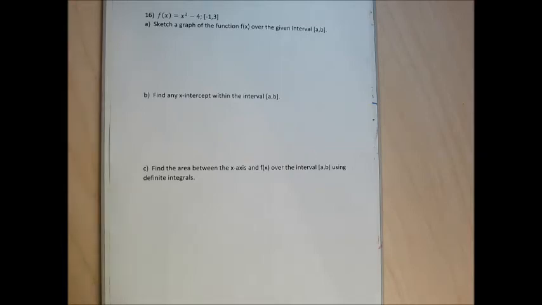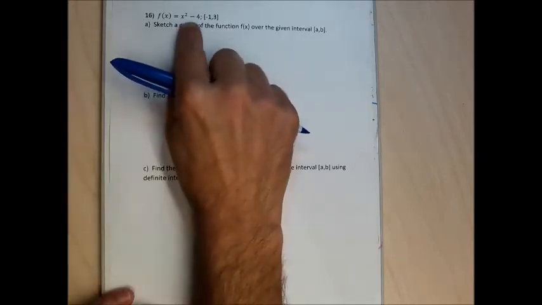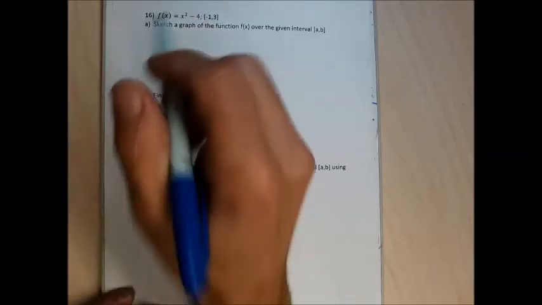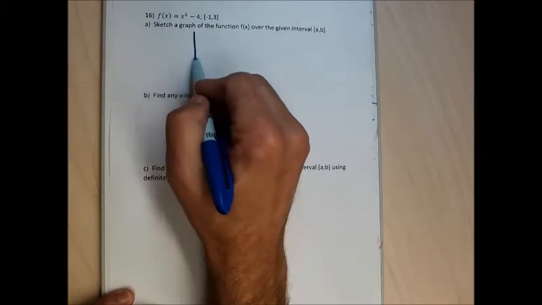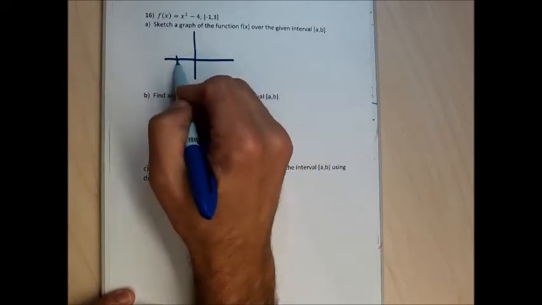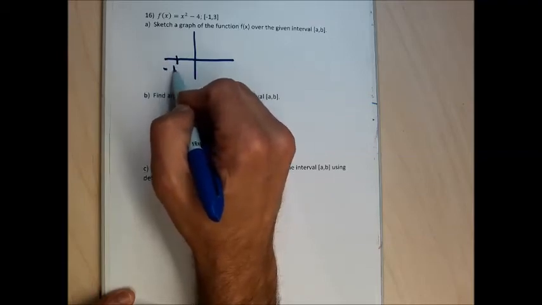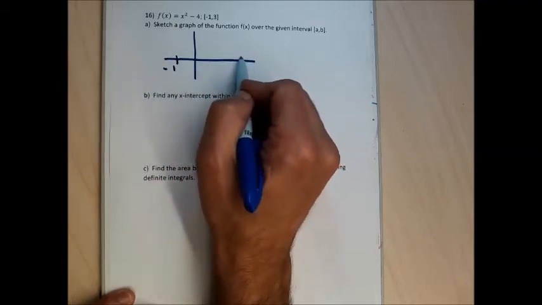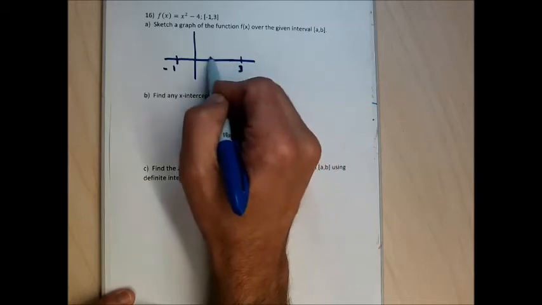So 16 gives me a function, f of x equals x squared minus 4, and it gives me a window. And what it asks me to do is sketch a graph of this function with an x min in my window of -1, and an x max in my window at 3.